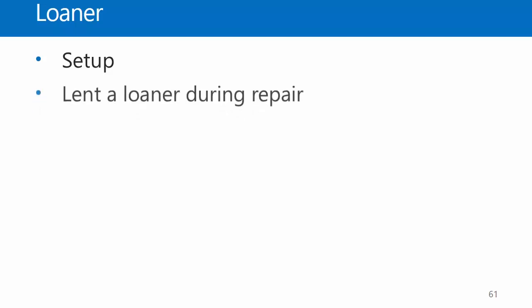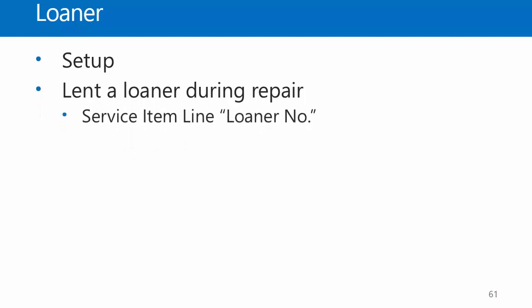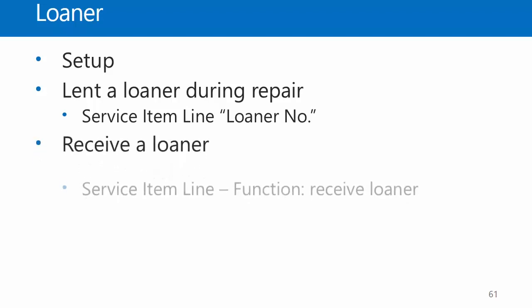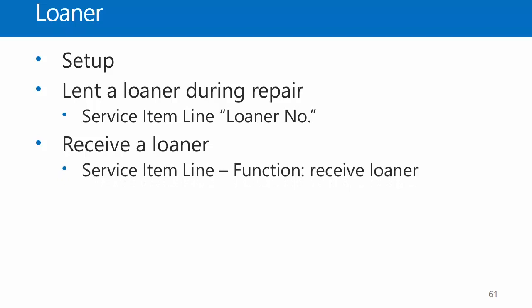So you have to lend it, and you can do that by just filling in the field loaner number on the service item line. And then once ready, you need to receive it, and you can use a function, and that function can be executed from the service item line itself or from the loaner page. Let's have a look in the application.